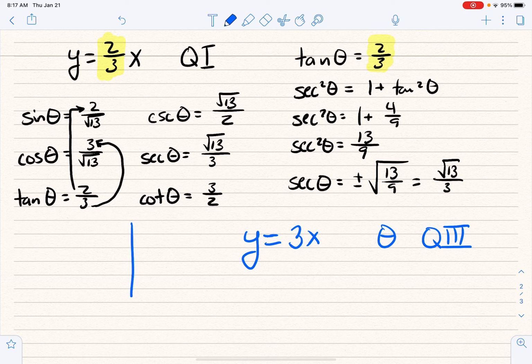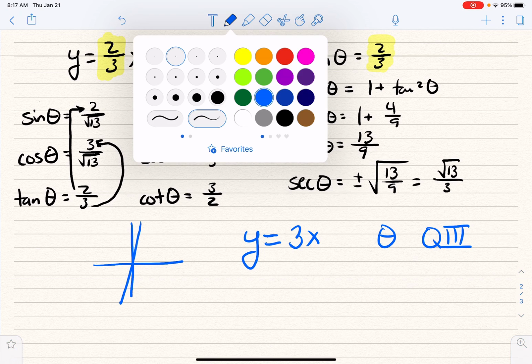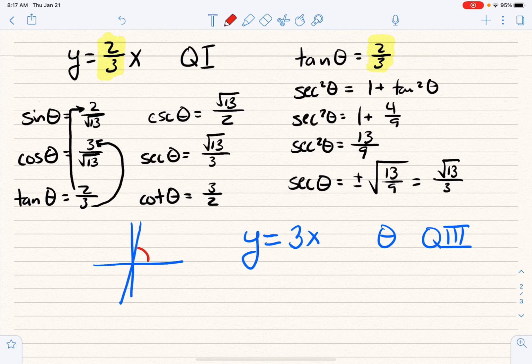Now y equals 3x. Real steep line going through the origin, but this time we're saying that theta goes all the way to here. It terminates in the third quadrant down here. Okay, so once again, we're going to pause the video for just a couple minutes and give you guys a shot at this, and then we'll see if our answers match up.